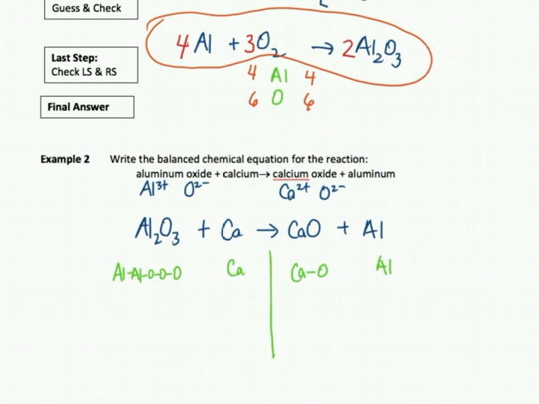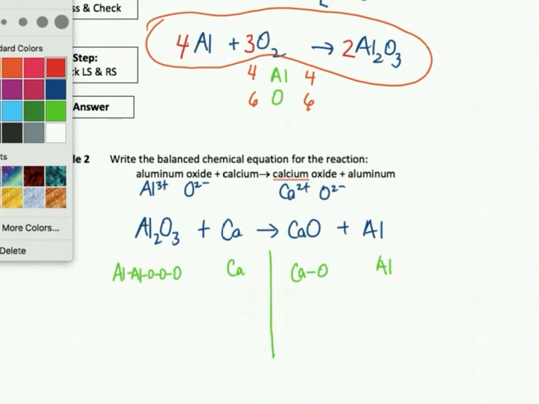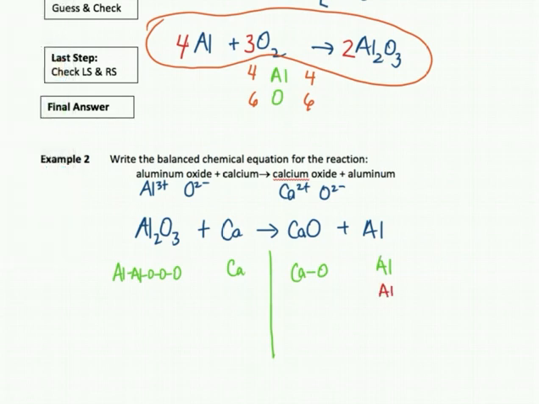Right now we have 2 aluminums, so let's draw another aluminum here to balance it out. So 2 and 2. The calciums look good, but the oxygens don't. We need 3 oxygens, so I'll add a couple more here. So then I get 3, but that brings along a couple more calciums.